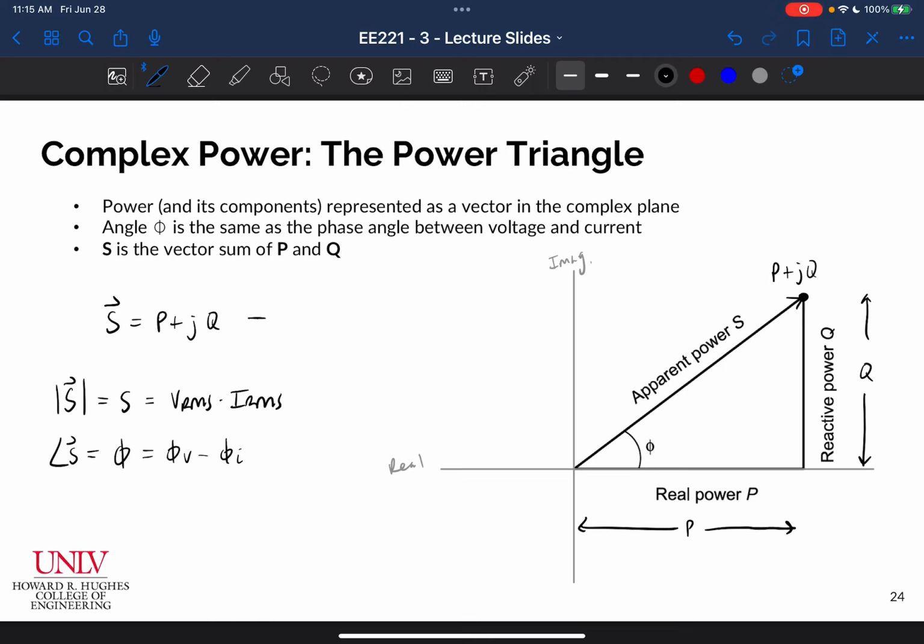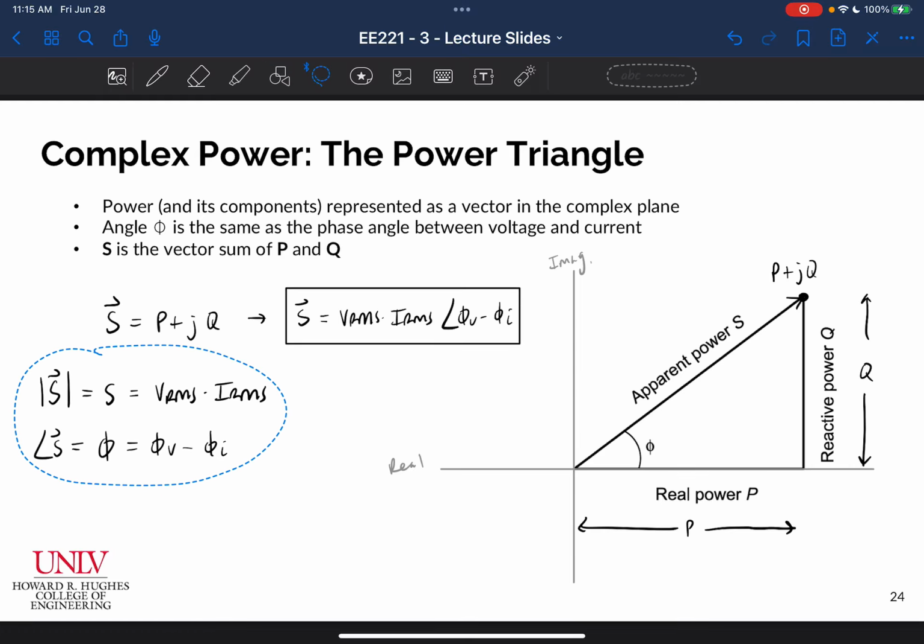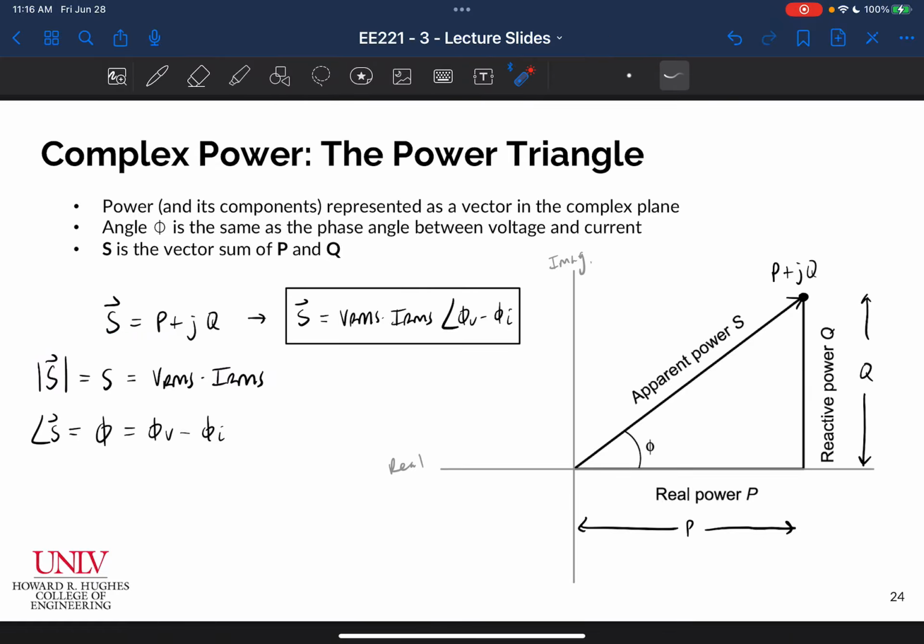And so I can rewrite that my complex power S is equal to VRMS times IRMS, this is in polar form, angle phi V minus phi I. And that right there is my complex power. And from this complex power and from this power triangle, really, everything that we've learned so far can be derived. So if we find the complex power, which really all we need is this particular vector, which comes from the RMS voltage of the source, the RMS current of the source, and the phase shift between the two signals, we can find the real power, we can find the reactive power.